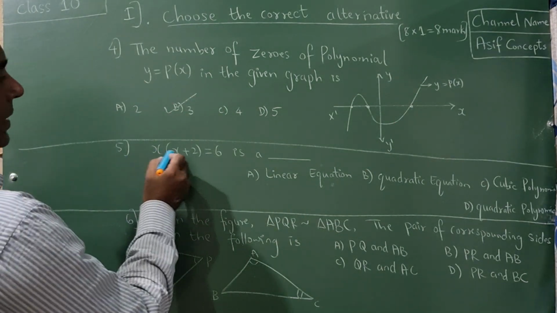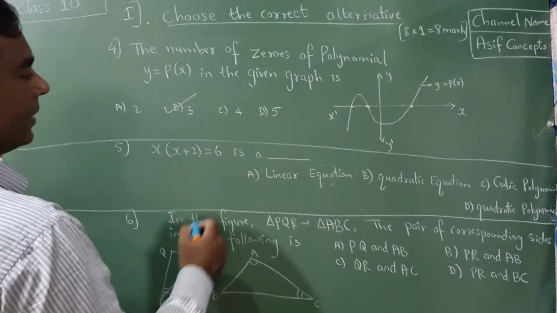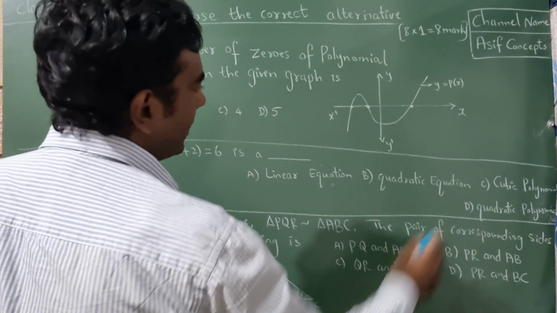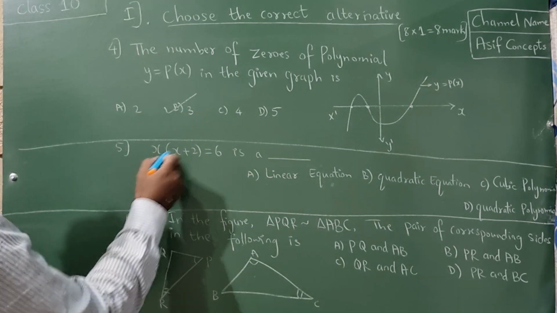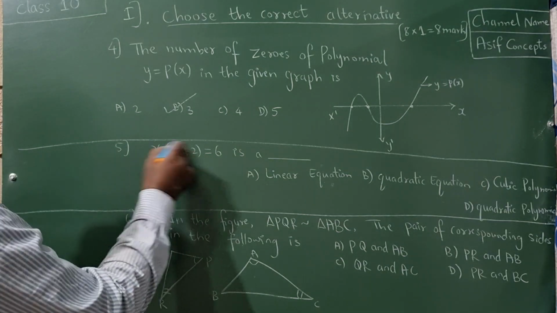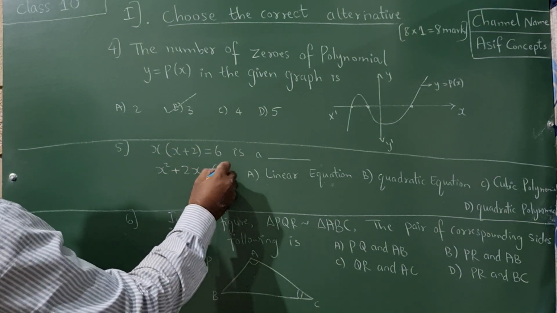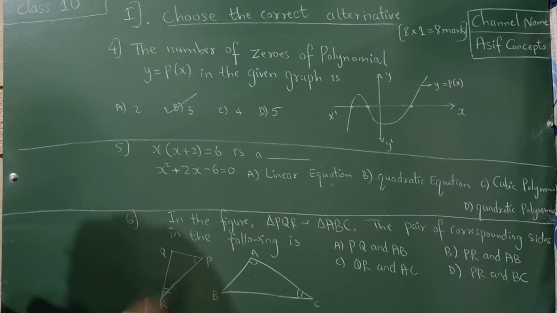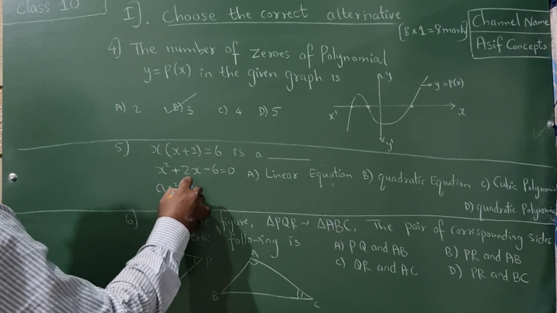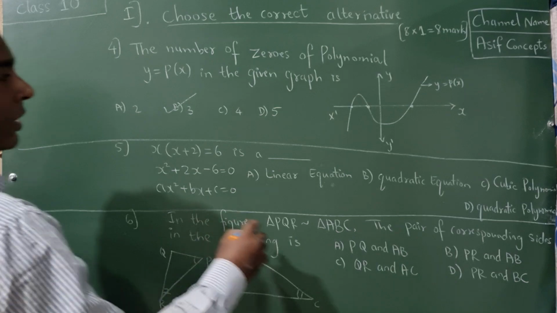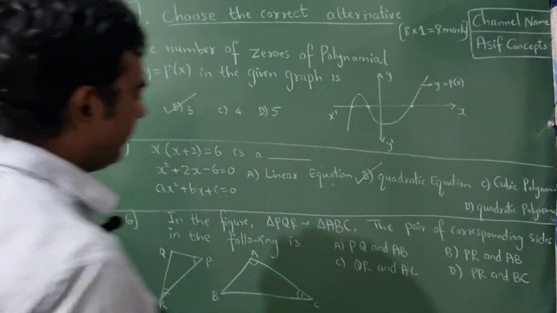Now the fifth question is: x into x plus 2 is equal to 6 is a. Among these, which is the correct option? So x into x is x square, plus 2 into x is 2x, and this 6 comes to the left hand side, it will become minus 6 is equal to 0. This looks like a quadratic equation. So the correct option is B.